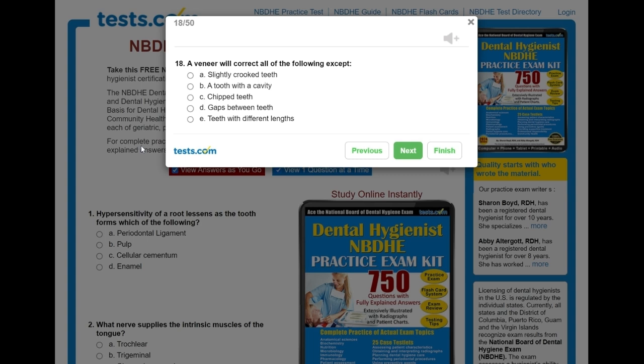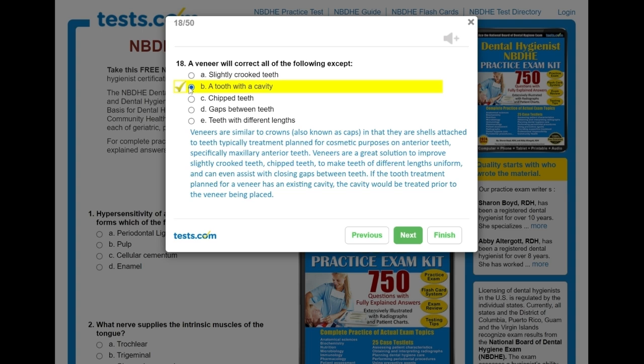Question 18. A veneer will correct all of the following except A. Slightly crooked teeth. B. A tooth with a cavity. C. Chipped teeth. D. Gaps between the teeth. E. Teeth with different lengths. B. A tooth with a cavity.